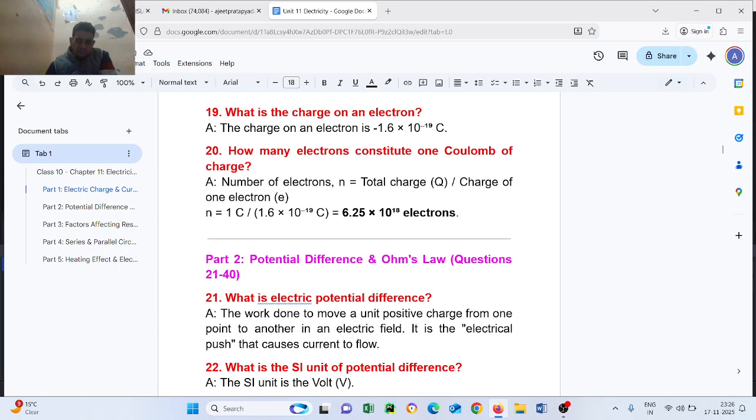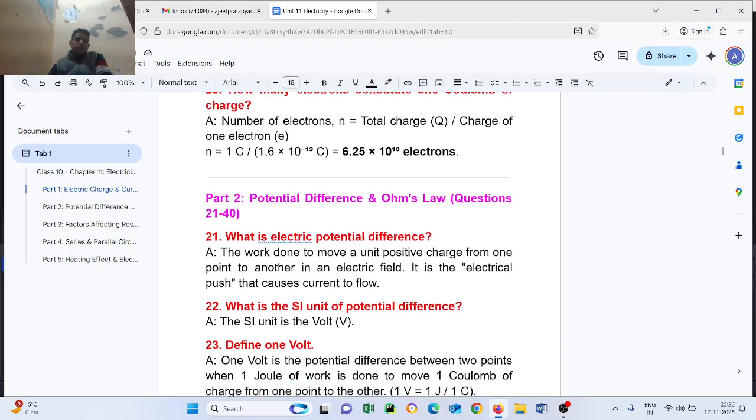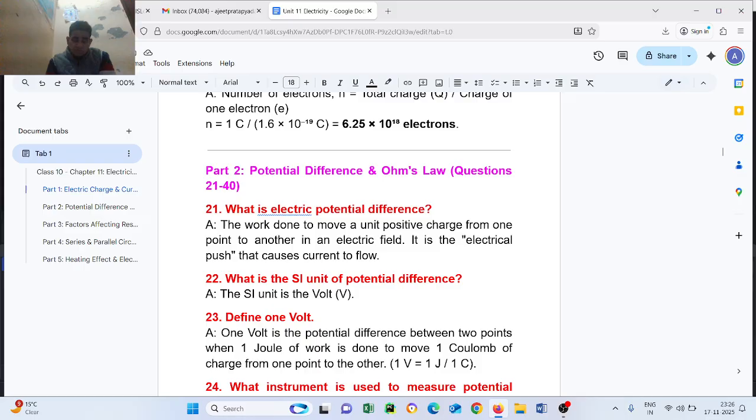Now part 2. We will discuss potential difference and Ohm's law, questions number 21 to 40. Question number 21. What is electric potential difference? The work done to move a unit charge from one point to another point in an electric field. It is the electrical push that causes current to flow.